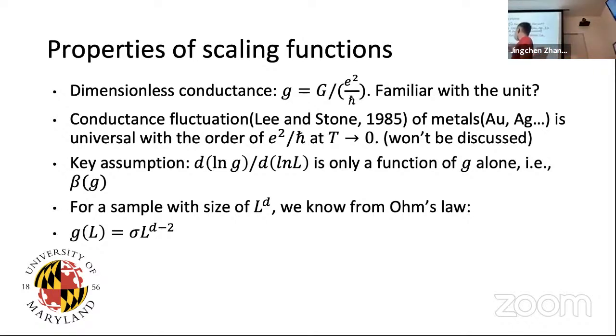Just to recall from Ohm's law, we can generalize the previous formula with cross-section area and length, to think of the electron conductance in a chunk of material of size L to the D. Here you can see the conductance has a very simple form. That's just sigma times L to the power of D minus 2.